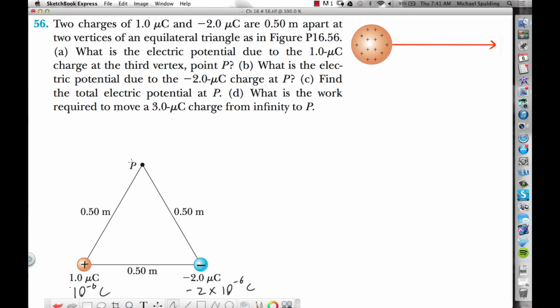All right, now A, for point P here, the first question: what is the electric potential due to this guy? So we're just focusing on this guy. What's the electric potential here due to him?